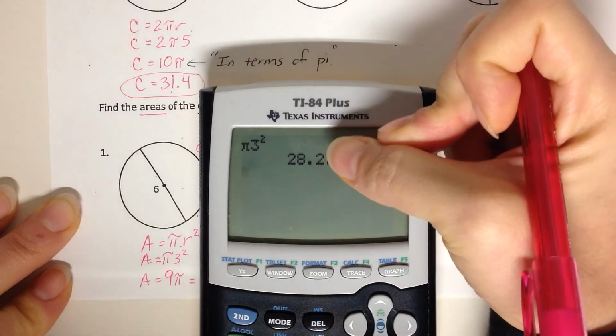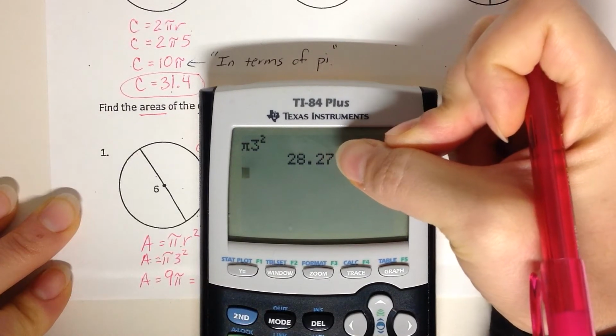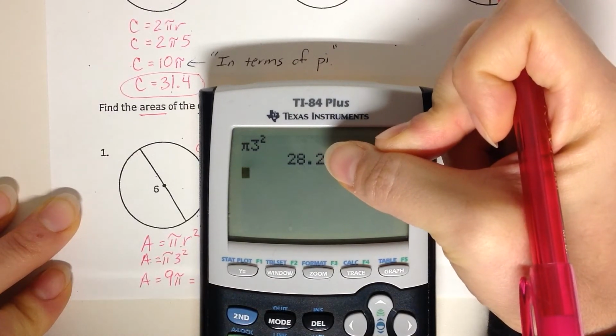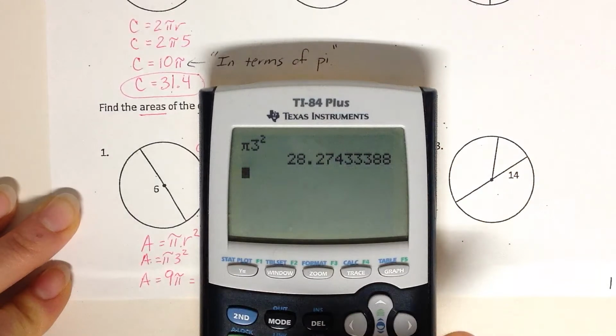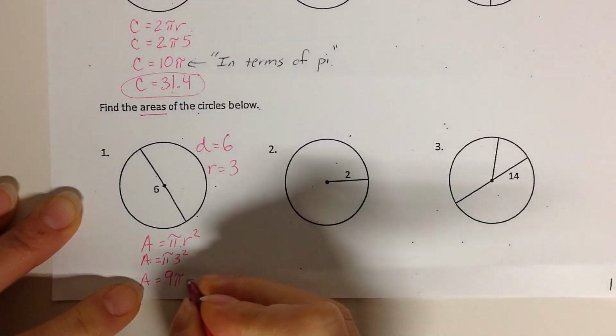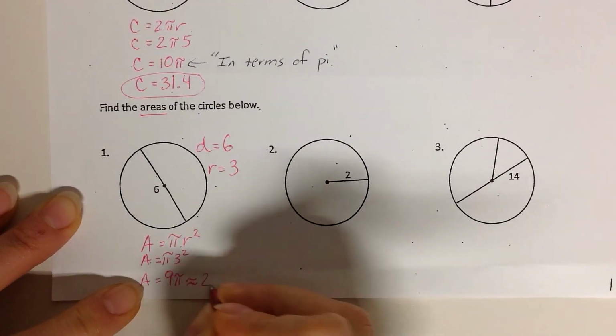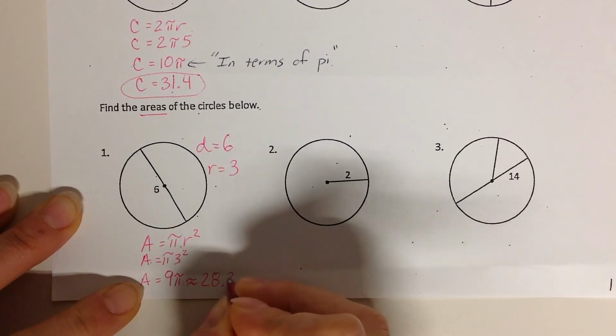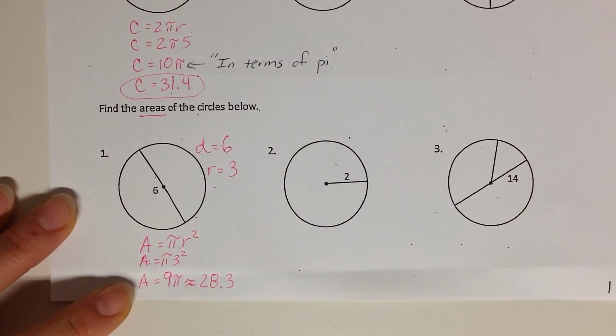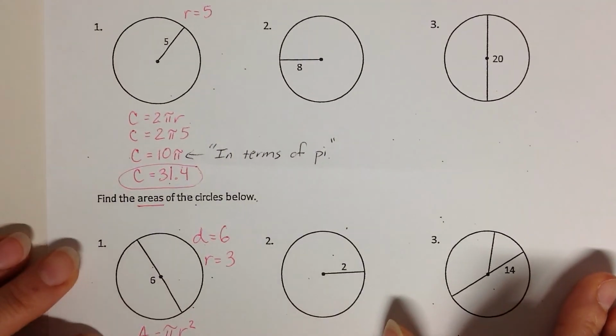Okay, this time when I round, if I go to the nearest tenth, the 7's big, so I'm going to make that a 3. 28.3. About equal to 28.3. Either answer is fine. Okay, great. Go try some practice.